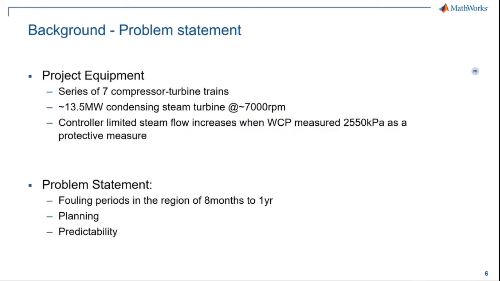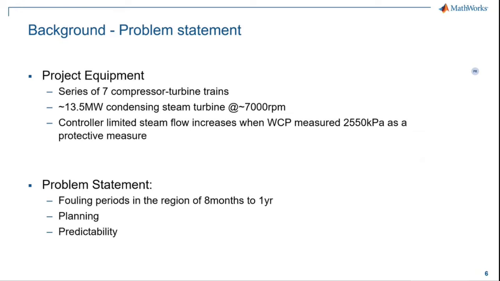So now I'm going to go forward into the equipment that we're dealing with in today's project. It comprises a series of 7 compressor turbine trains, each one with a rating of about 13.5 megawatts. It's a condensing steam turbine running at about 7,000 RPM with speed control. Additionally, we also have a pressure controller which will control our wheel chamber pressure when it measures 2550 kPa. That will basically cut back steam flow to limit that pressure at that value.